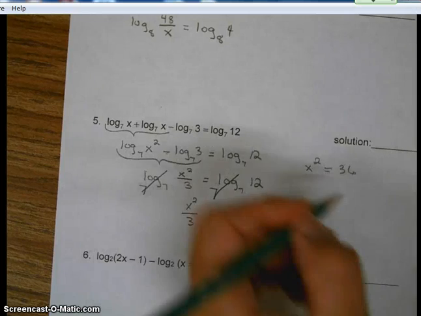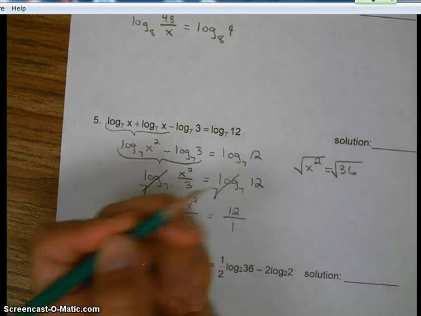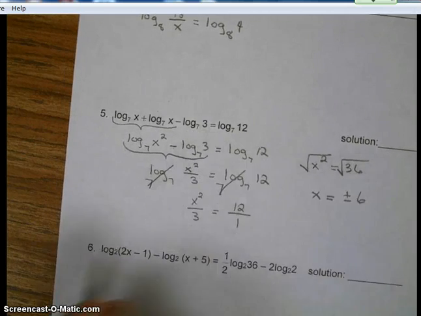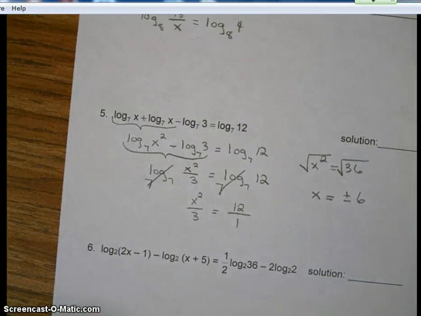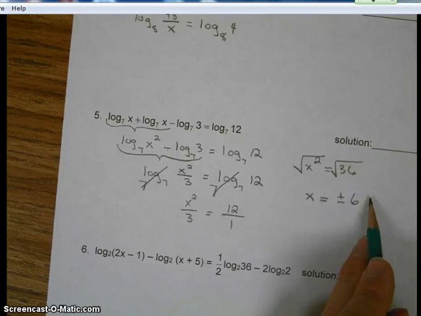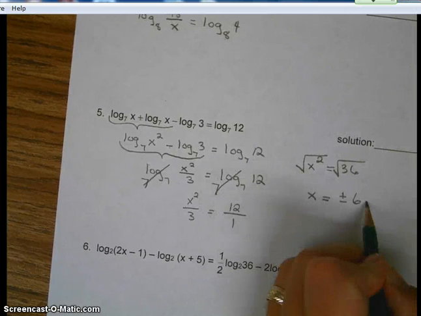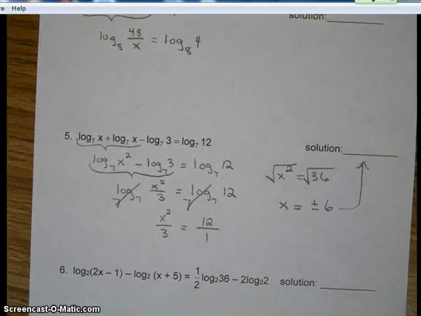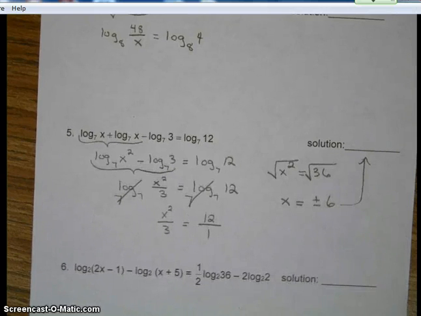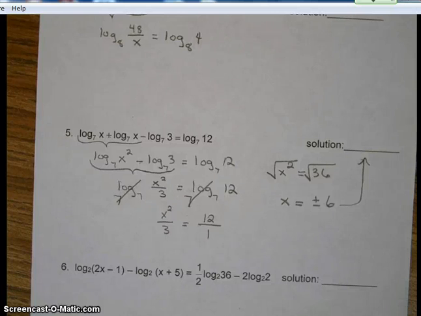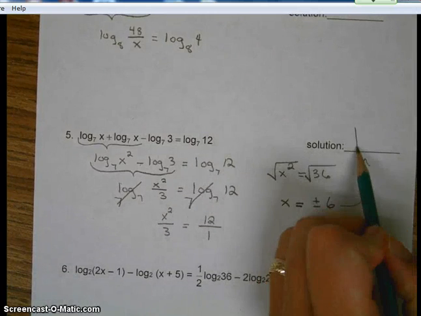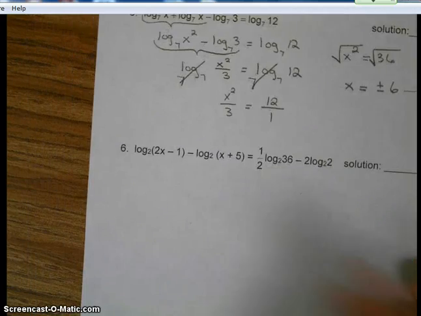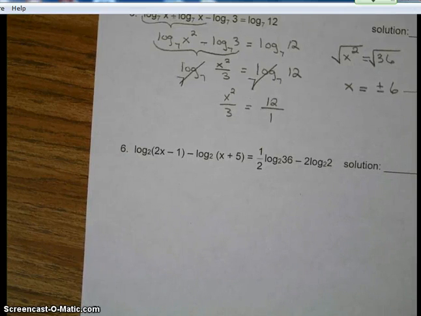Now remember, when you're square rooting, when solving, don't forget plus or minus 6, the plus and minus. But having said that, one of these answers will not work. So what I want you to do is plug in and find the right answer. One of these answers is right, and one of them is extraneous. You decide. Okay, so I'm going to be looking for that. Number 6. No problem.